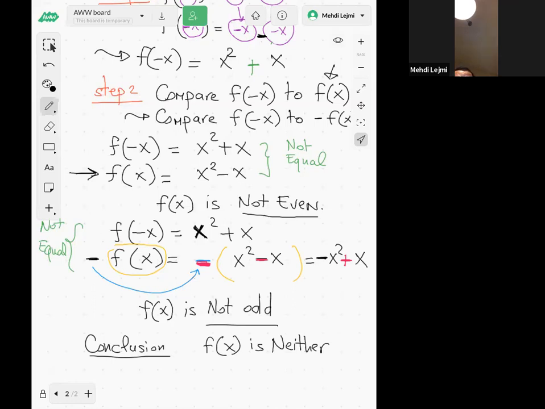So just be careful, guys. If you want to check if the function is even, you have to compare f of minus x to f of x, the original function. But to check if f of x is odd, you need to compare f of minus x to minus, there's this minus here, right? Minus f of x.